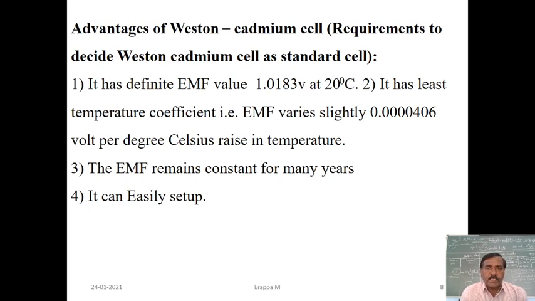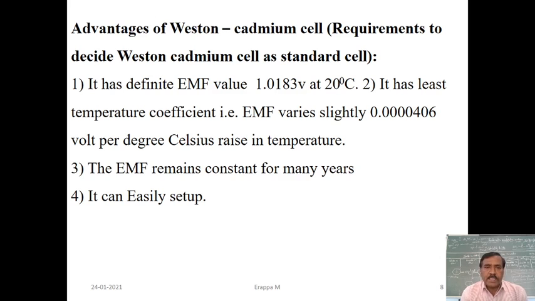Finally, the advantages of the Weston cadmium cell. The Weston cadmium cell is a standard cell. What are the requirements to decide that it is a standard cell? There are 4 points. One, it has a definite EMF value of 1.0183 volts at 20 degrees centigrade. That means the EMF of the Weston cadmium cell is constant. That value is 1.0183 volts.